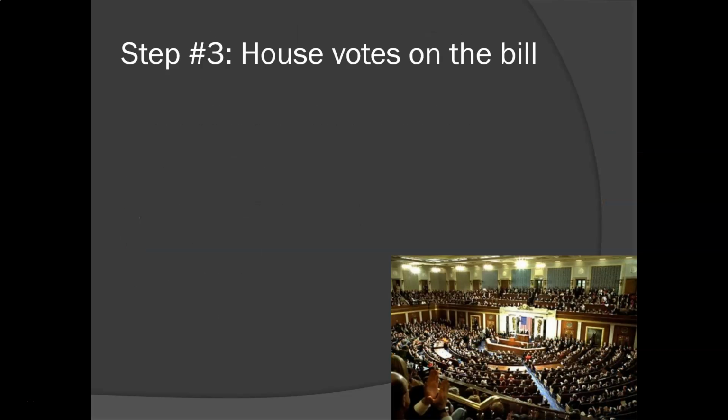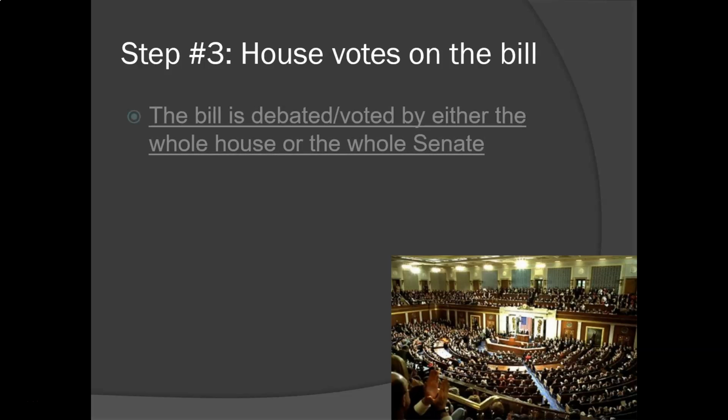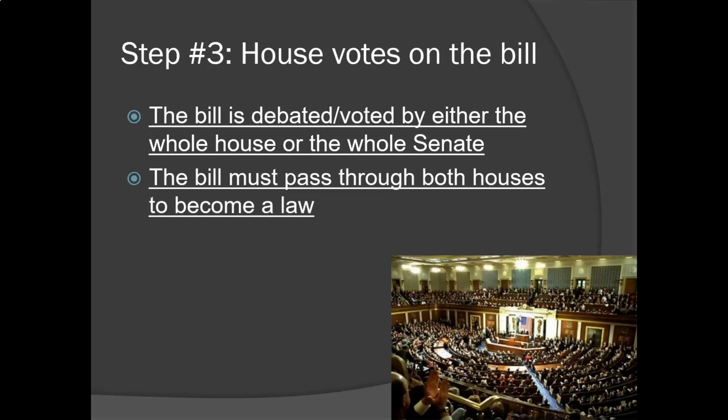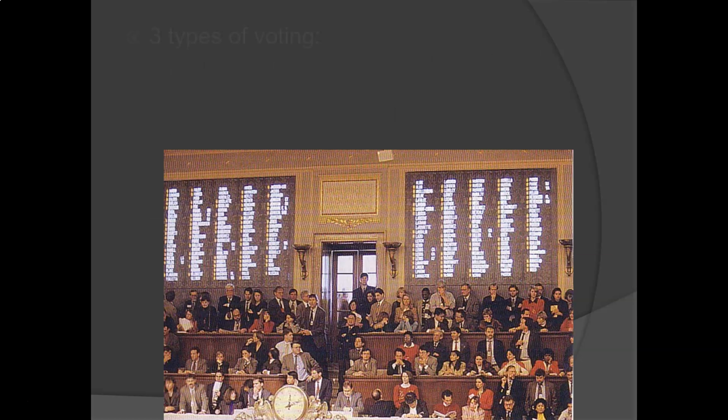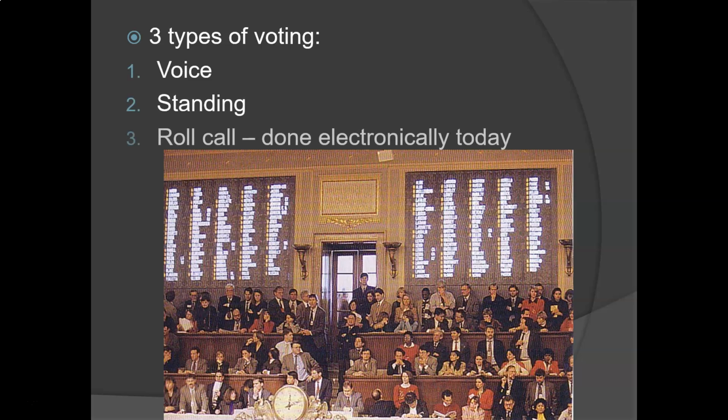Now, once the bill gets past the standing committee, the House votes on the bill. The bill is debated, voted on by either the whole House or the whole Senate, depending on where it was introduced. The bill must pass through both houses in order to become a law. Now, there are three types of voting. One is through voice, two is by standing, and three is by roll call done electronically today. So essentially, you push your little button there and you're giving your vote.